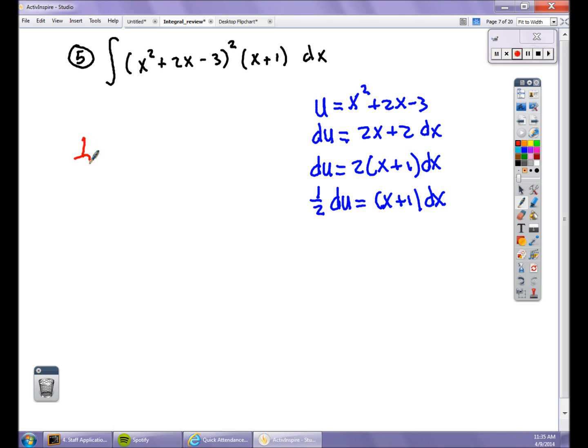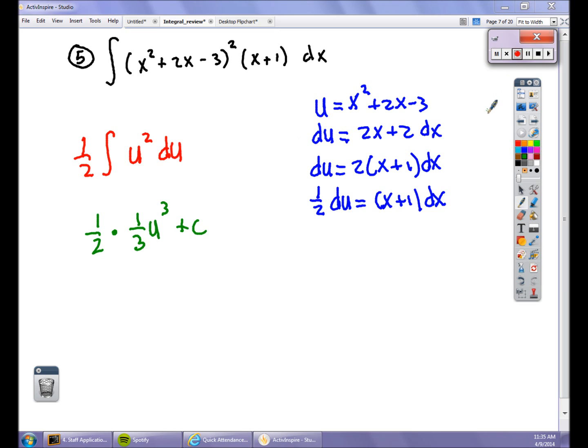1/2 is going to go out front. Take the integral of u squared. X plus 1 dx swaps out for du. Add 1 to the exponent, divide by that 3, same as multiply by a third. Don't forget the 1/2 that was already out there. Back substitute for u, got your answer.